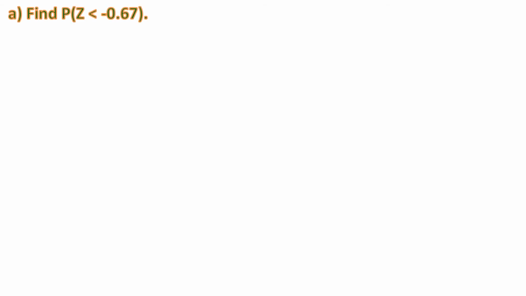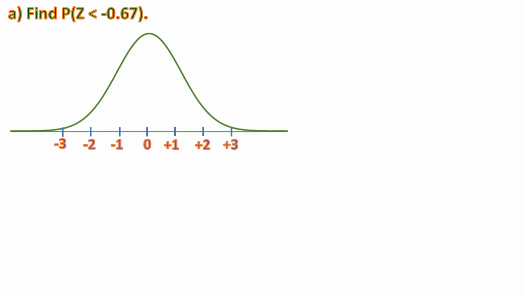So let's have the A, find the probability of z less than negative 0.67. So why is it less than? It's because it's given that we're looking for the below 70. So 70 is represented by negative 0.67. And since it says below, so we're going to use less than. And then we're going to plot it in a normal curve. Negative 0.67 is in between 0 and negative 1. So it's here. And then we're going to shade the less than, the left side, because it's less than.